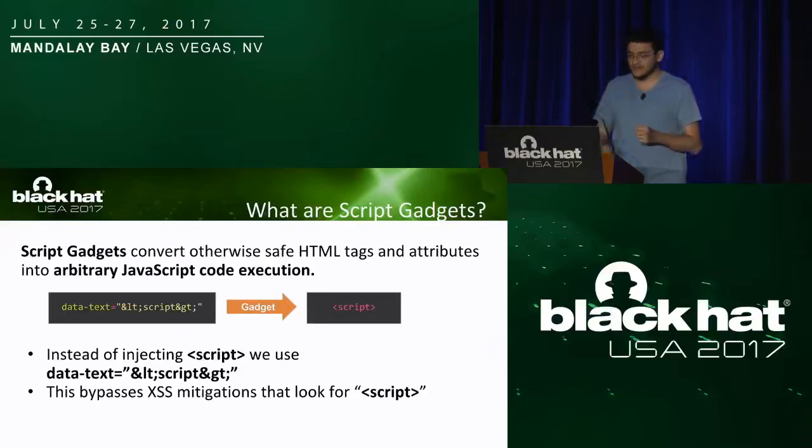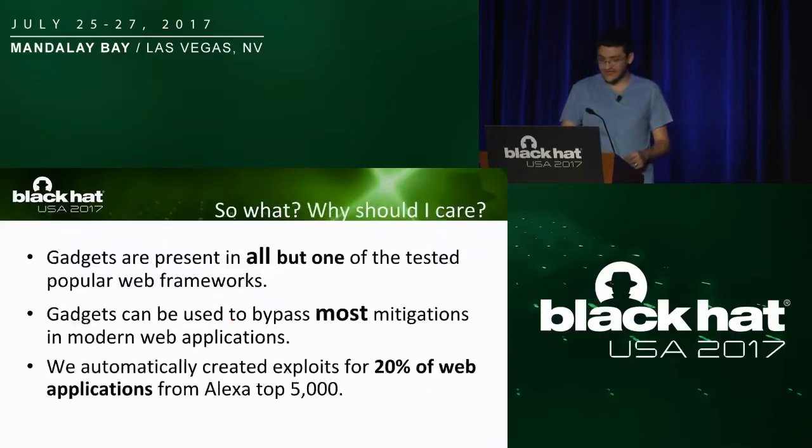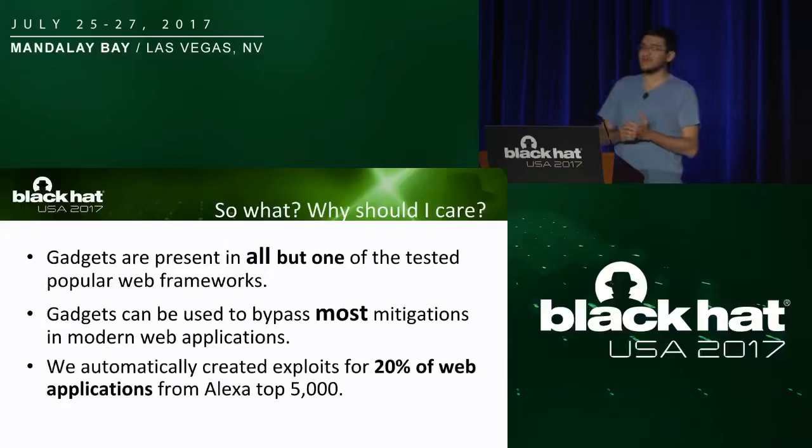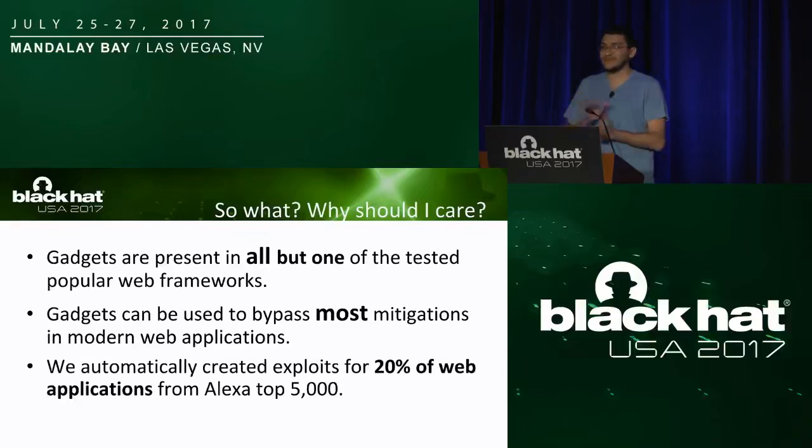What we want to do now is to figure out how prevalent these snippets of code are. Maybe they never happen, maybe they happen sometimes. As a preview of what we're going to present, gadgets are present in all but one of the tested popular web frameworks. They are in all of them except React. Gadgets can be used to bypass most mitigations. Some mitigations are bypassable in some frameworks, some aren't, but all of the mitigations were bypassed, and all of the frameworks except one were bypassed.